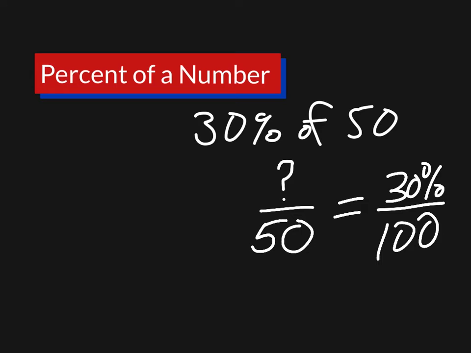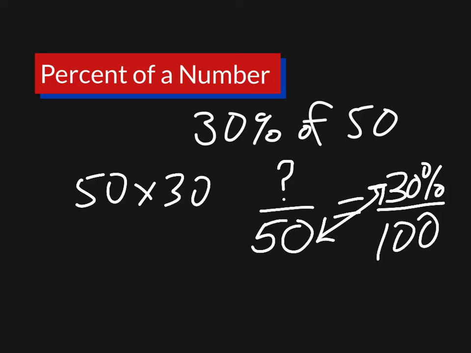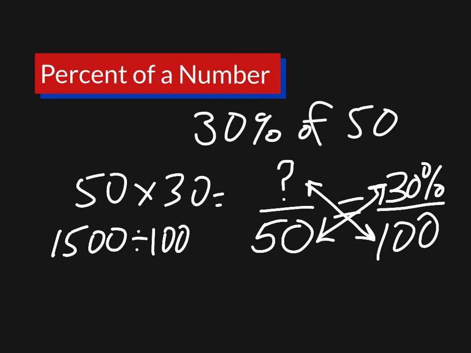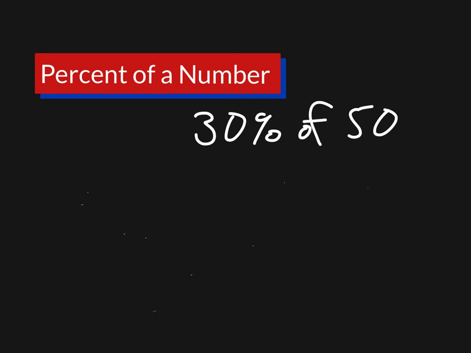So to find this answer, what we're going to do is cross multiply and divide. And this should look familiar, so we multiply 50 times 30, and it gives us 1,500. And we're going to divide that 1,500 to get our final answer, which is 15. So that was the fraction method.